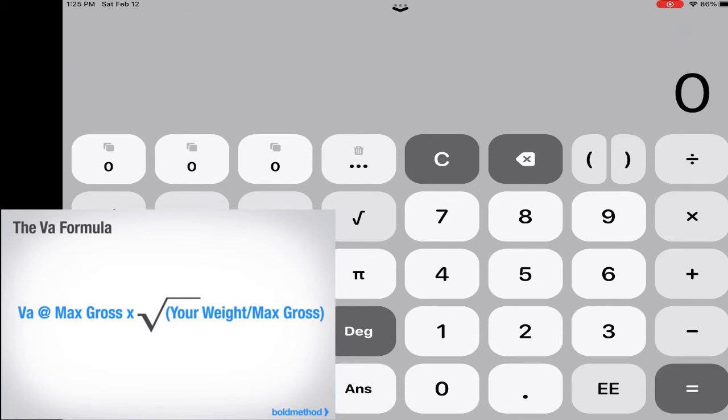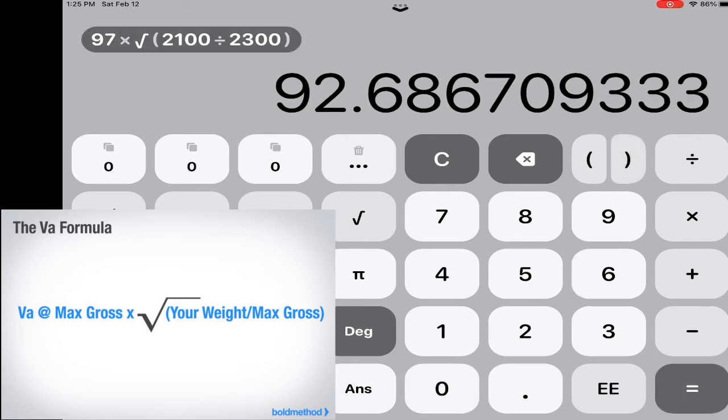Let's take our maneuvering speed at maximum weight, which was 97 knots, and we're going to multiply that by the square root of our weight divided by gross weight. We come up with 92.68 and change knots. Normally I'd round up in that case. We're trying to protect the airplane, so I'm actually going to round down to 92 knots. All right, so let's store that in a little variable.